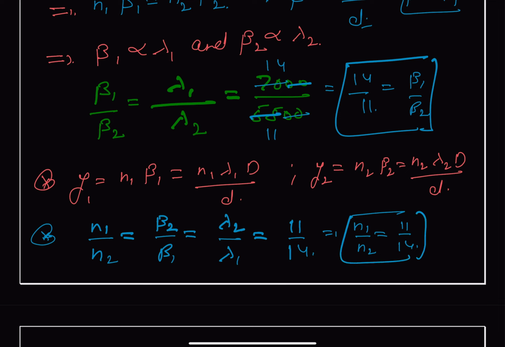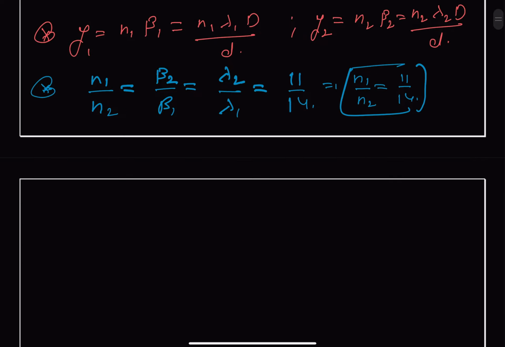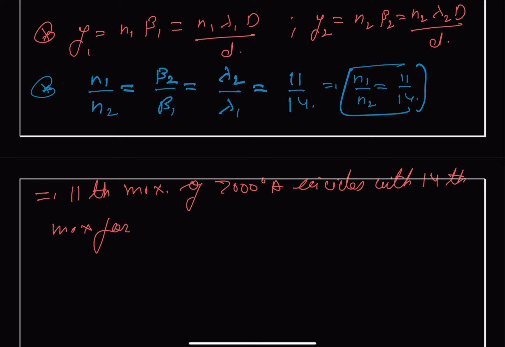So from here we can say that the 11th maxima of 7000 angstrom coincides with the 14th maxima of 5500 angstrom. And we need to find the least distance.